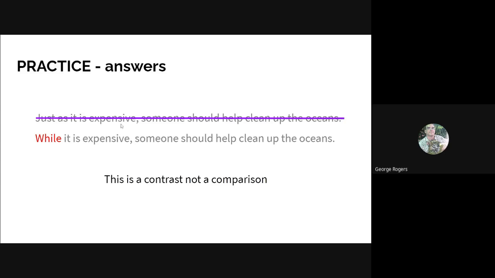So just as it is expensive, someone should clean up the oceans. Just as, it's basically, these two are contrasting ideals. So just as is a comparing. So we need a different one. So while it is expensive, and now we're saying even though it's expensive, someone should help clean up the ocean. Right? So contrasting, not a comparison.